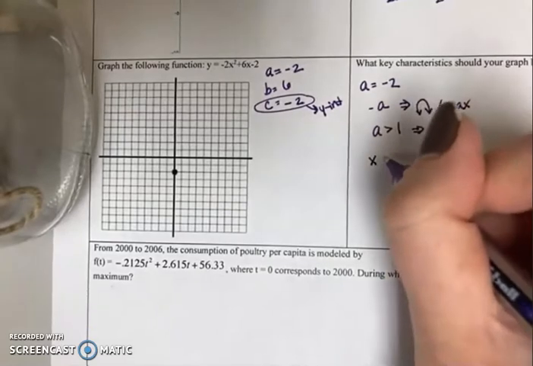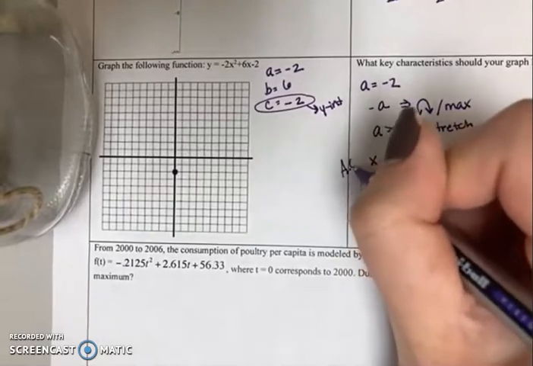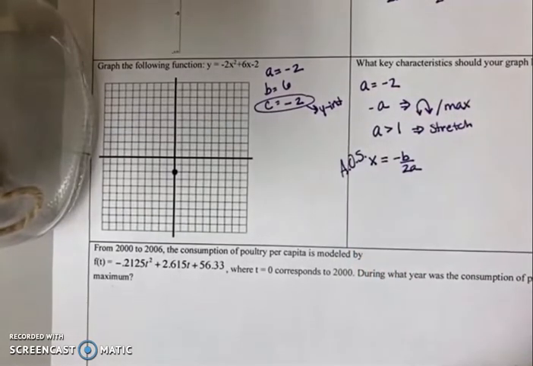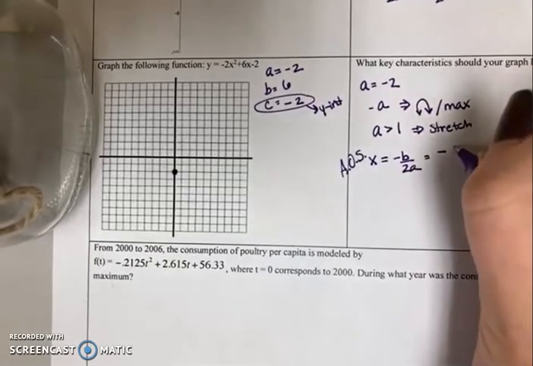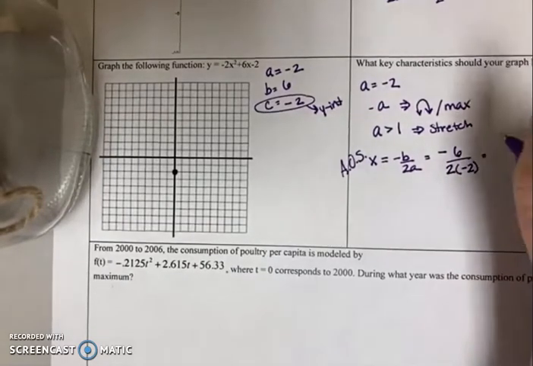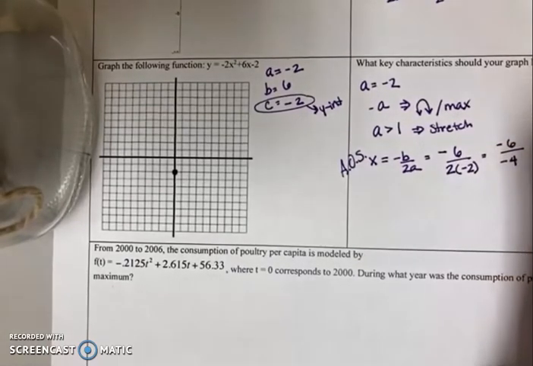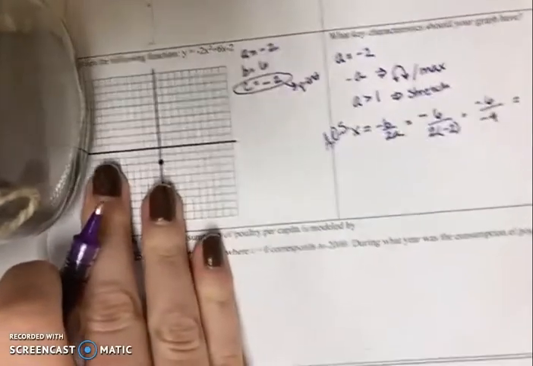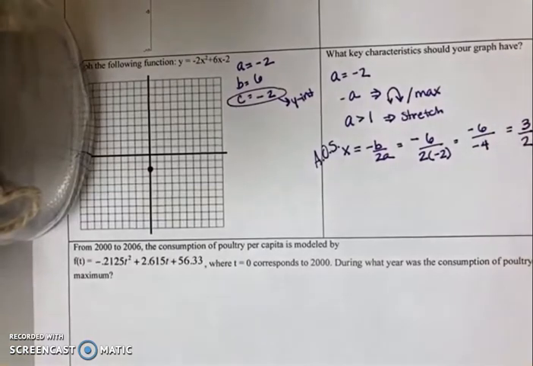I can use x equals -b over 2a. Remember, this gives us our axis of symmetry, or the x-coordinate of the vertex. Plugging in my values, I have -b, where b was 6, over 2 times a, which was -2. So I have -6 over -4. That simplifies to a positive 3/2.